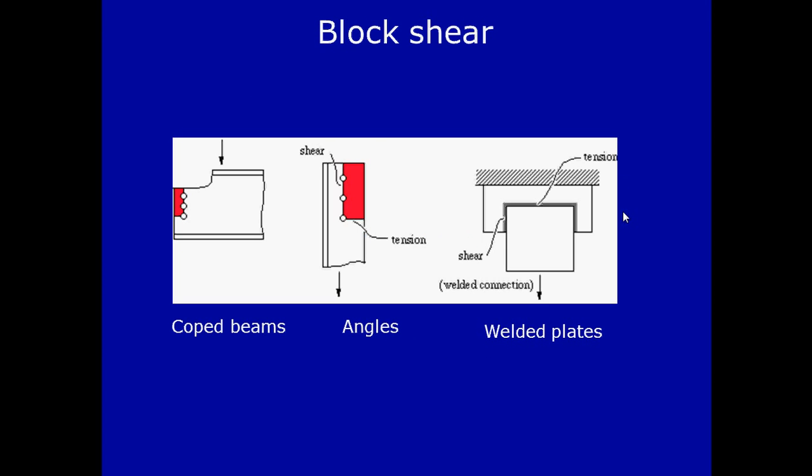Now let's discuss the block shear failure. Block shear failure can occur in case of coped beams, angle sections connected through one leg, and in case of welded plates. In the diagram of the welded plates, we can see that these two planes are parallel to the applied force. Hence, these two planes are subjected to shear forces, and this plane is perpendicular to the applied force. Thus, this plane will be subjected to tension.